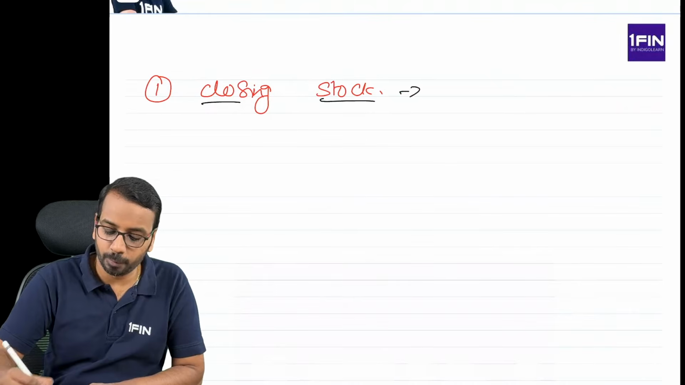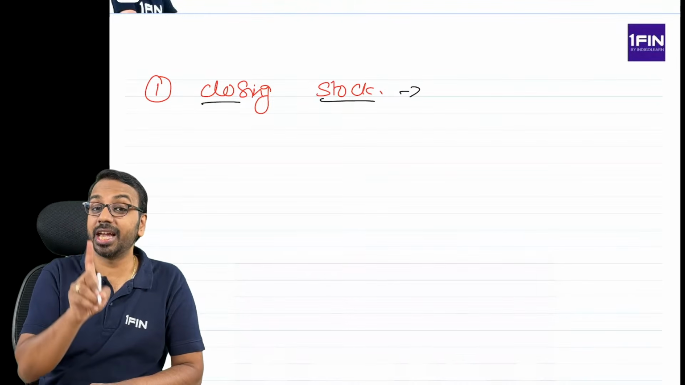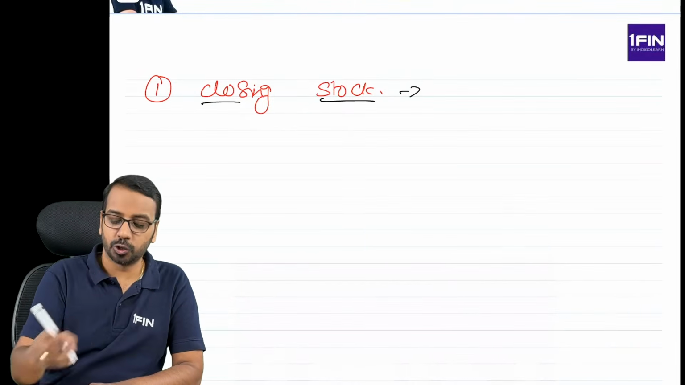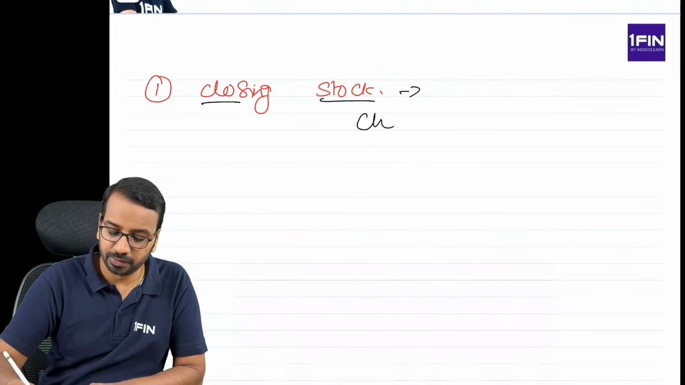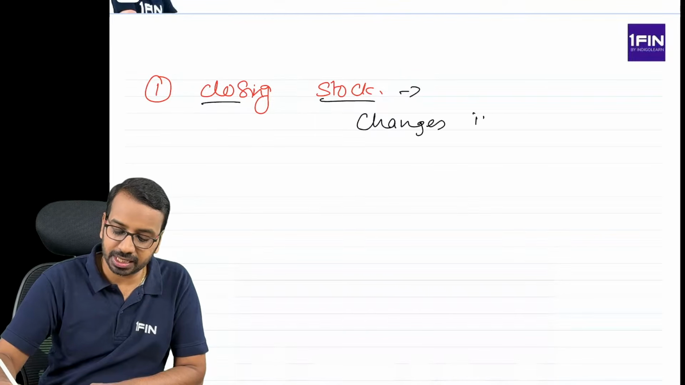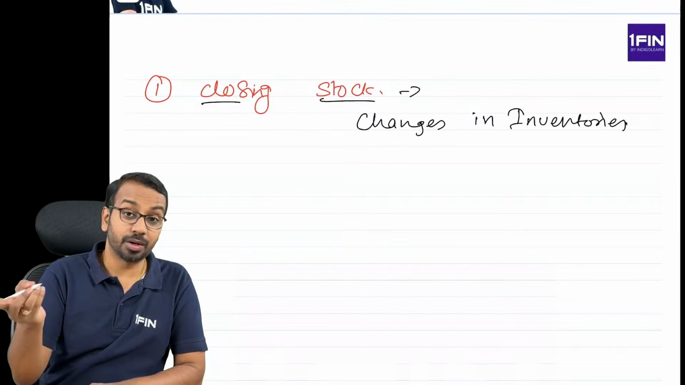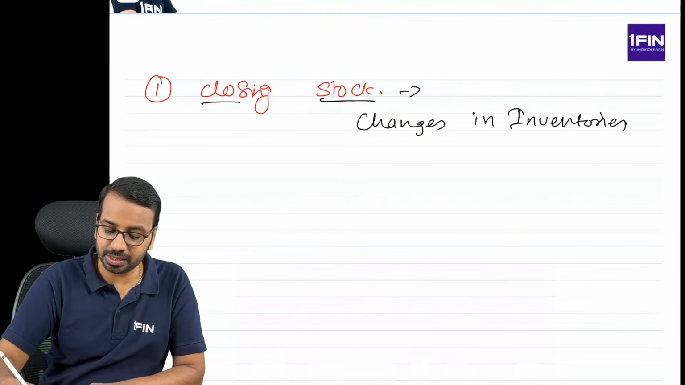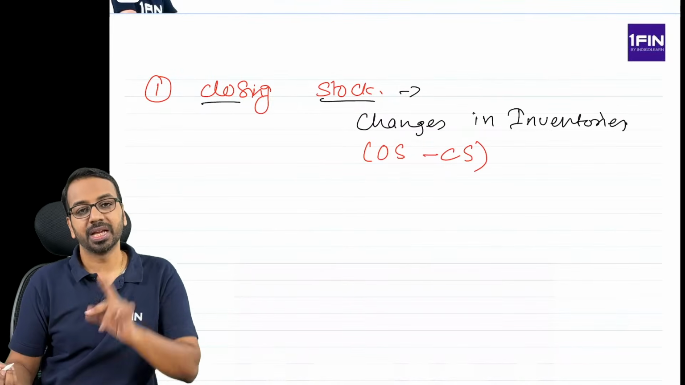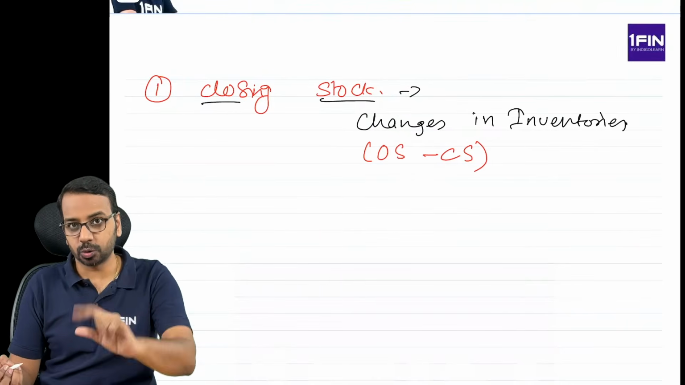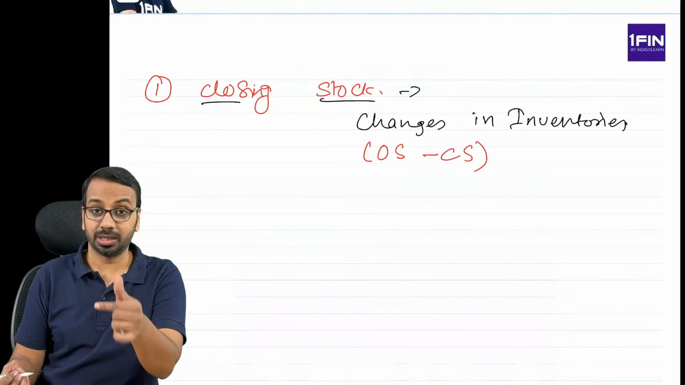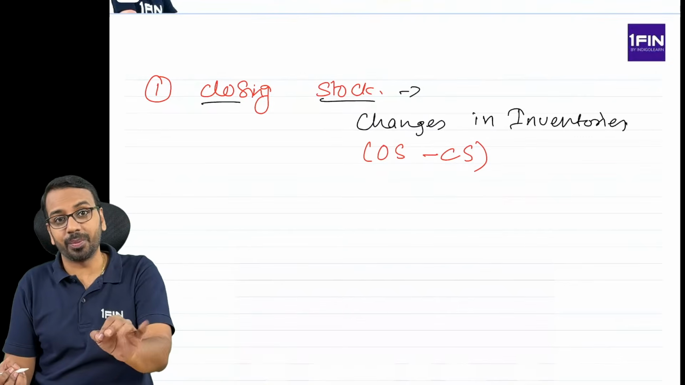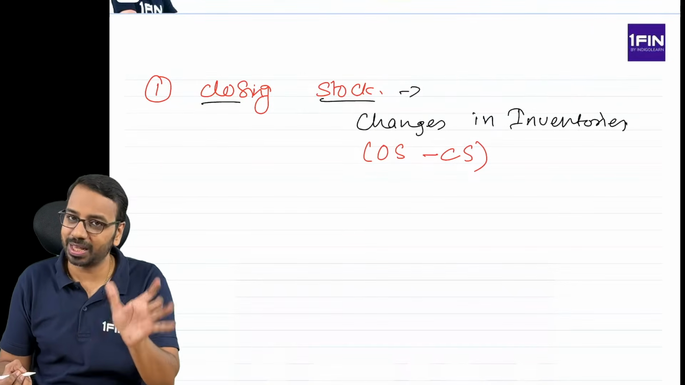This will go to an item called changes in inventories. So, whatever closing stock is given, we will use it in changes in inventories. Right? And what is the formula for changes in inventories? We take opening stock minus closing stock. If it is a positive number, we will show it as a positive number in the P&L. If it is a negative number, we will show it as a reduction from expenses.